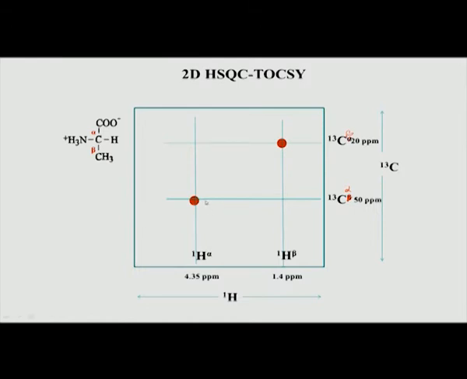Please note that this is not a diagonal peak, although in this picture it looks like a diagonal. It is not diagonal because one axis is proton and the other axis is carbon, so you cannot expect a diagonal peak in this kind of spectrum. Now, next is the TOCSY peak. The HSQC peaks have come, now the correlation corresponding to TOCSY has to come. So, what is the TOCSY correlation?